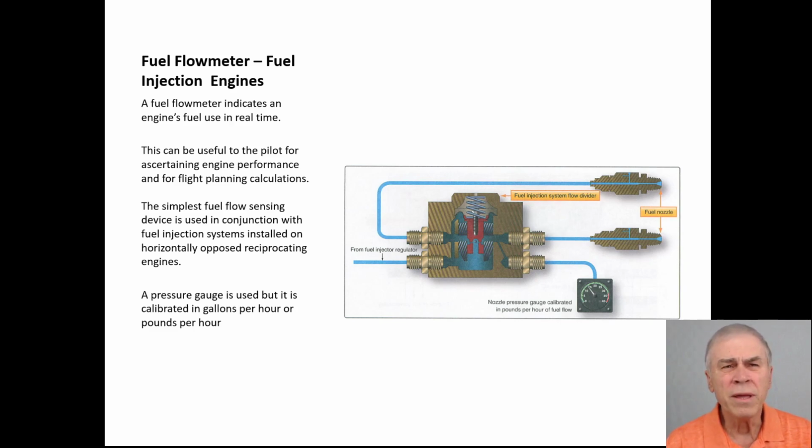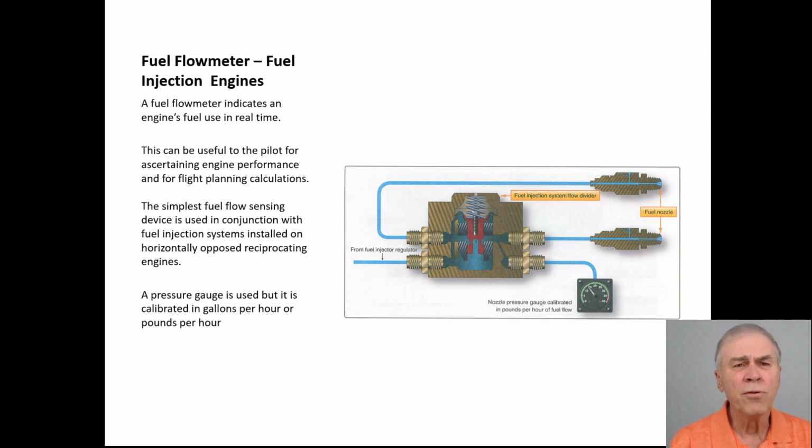A fuel flow meter indicates an engine's fuel use in real time. So how many ounces per minute or gallons per minute. So you can basically gauge how quickly you're using the fuel. So the pilot can ascertain engine performance, and also there's some flight planning calculations that go into it based on your current fuel use. This is the range you could expect.